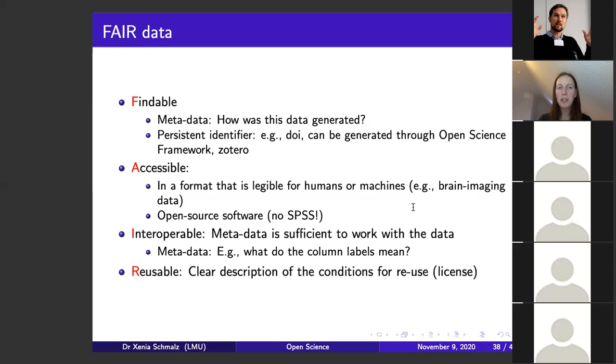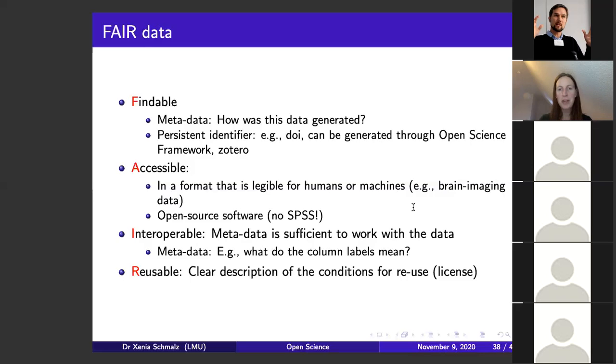For accessibility, it's also important to use open source software. So again, as you can tell, I really don't like SPSS. If you have data or some file stored in a format that people can only open if they have a very expensive software, that's not accessible. So that doesn't meet the FAIR standards.